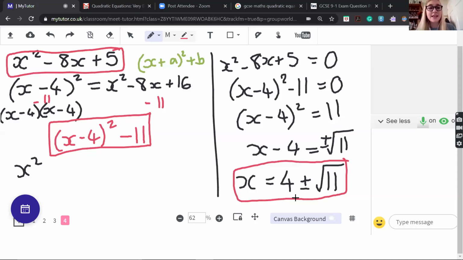So hopefully, yeah, that makes sense. And that's how simple completing the square is. And it puts it in this lovely form.